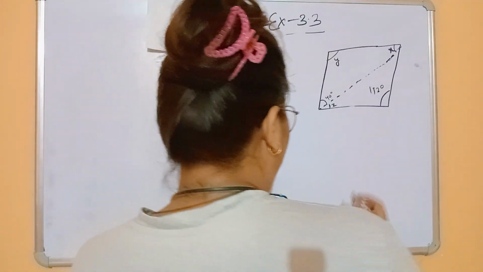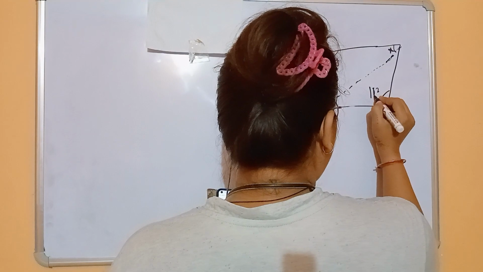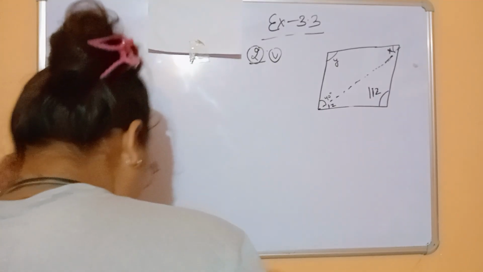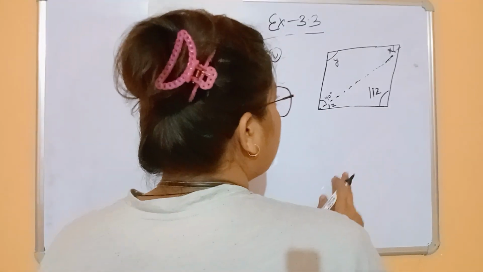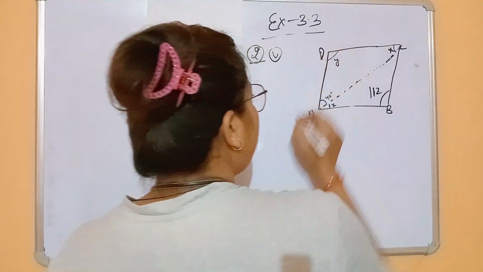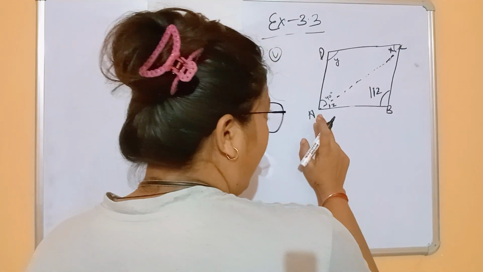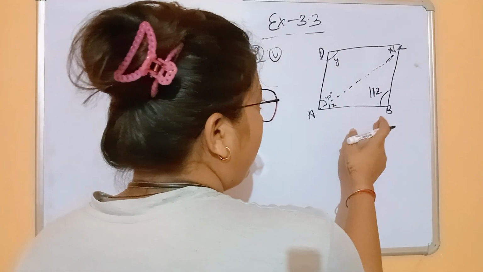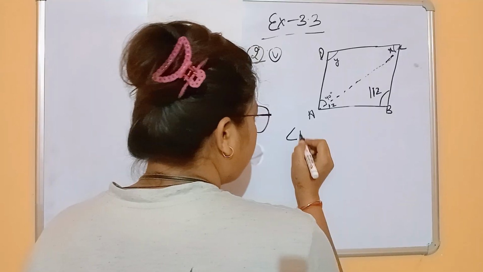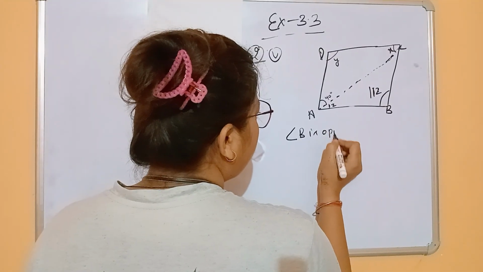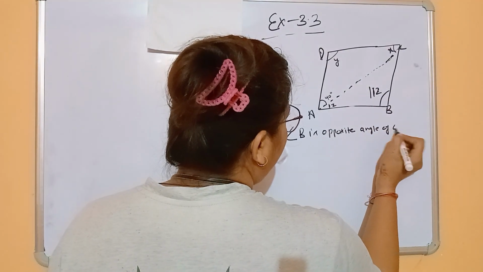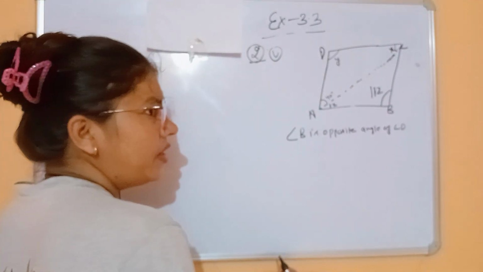So how do we find it? Now we understand one by one. 112 degrees. First, what is given? Take names. Name the figure A, B, C, D. We easily see that angle B is given, and half of angle A is given as 40 degrees. Angle B is opposite to angle D. Then by property, angle B is equal to angle D.